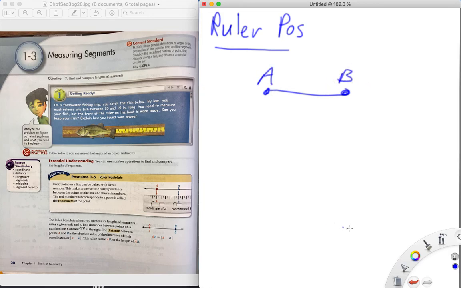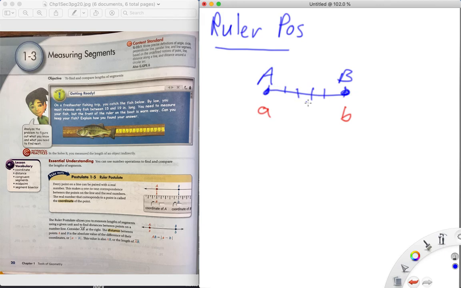Remember that the uppercase are ways of denoting a location, right? What the ruler postulate says is that every point can also correspond to a coordinate, so some A or some B. So if you think about that, what does that mean about coordinate? Well, coordinate is just some distance measured on a number line.